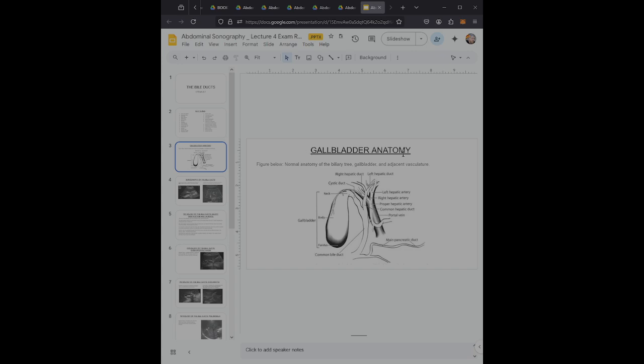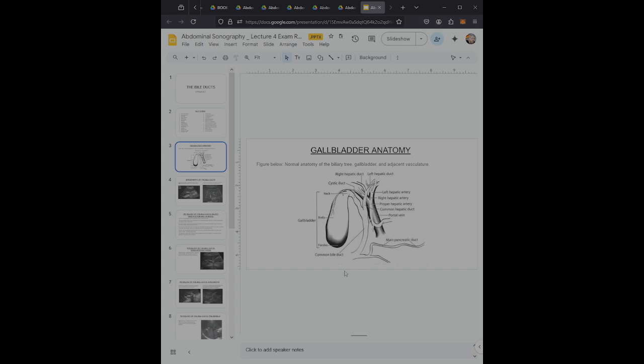So, gallbladder anatomy. There's normal anatomy of the biliary tree, the gallbladder, and adjacent vasculature. Bile is a vital digestive fluid, and it is produced by the liver. It is important to note that cholesterol is a major component of bile, although this may include other key elements that aid in digestion, such as bilirubin, the yellow pigment, and biliverdin, the green pigment, as well as bile acids. The function of the biliary tree is to provide a conduit.